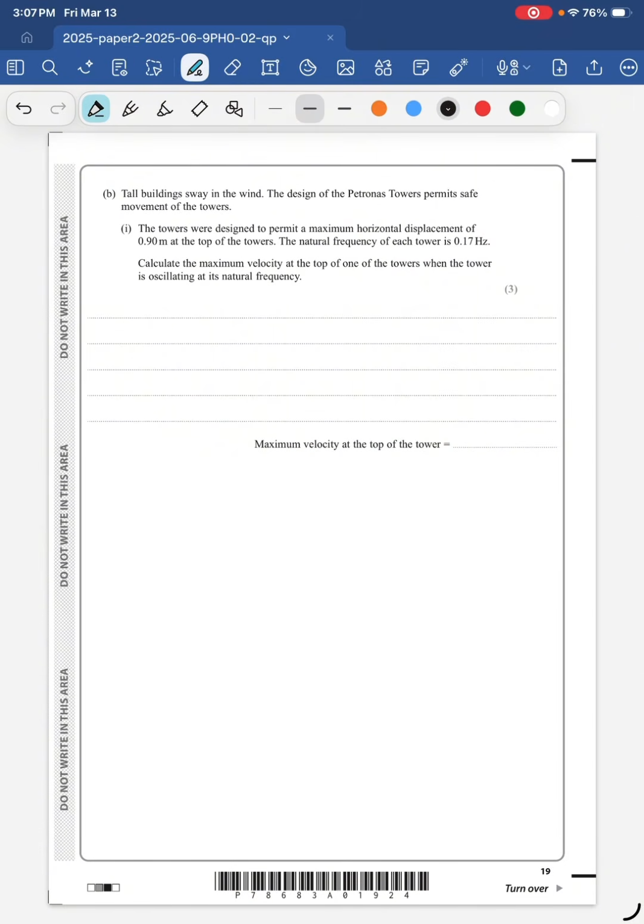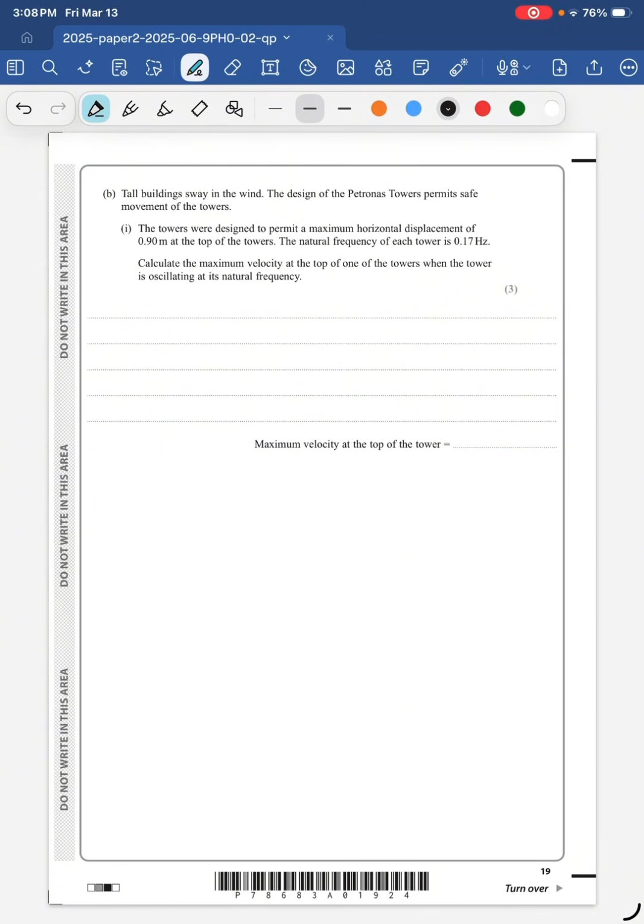B. Tall buildings sway in the wind. The design of the Petronas Towers permits safe movement of the towers. The towers were designed to permit a maximum horizontal displacement of 0.9 meters at the top of the towers. The natural frequency of each tower is 0.17 hertz. Calculate the maximum velocity at the top of one of the towers when the tower is oscillating at its natural frequency.